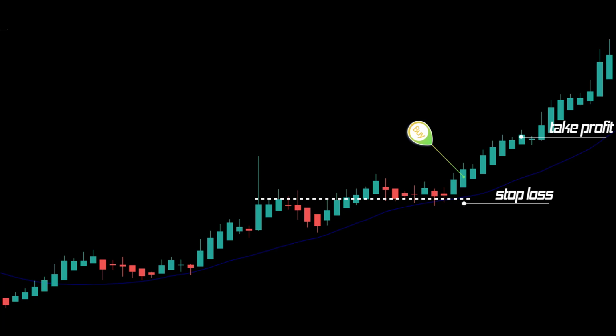And that's how you use Heikin Ashi candles in your trading. Remember, success in trading comes from combining multiple factors, not just one signal.